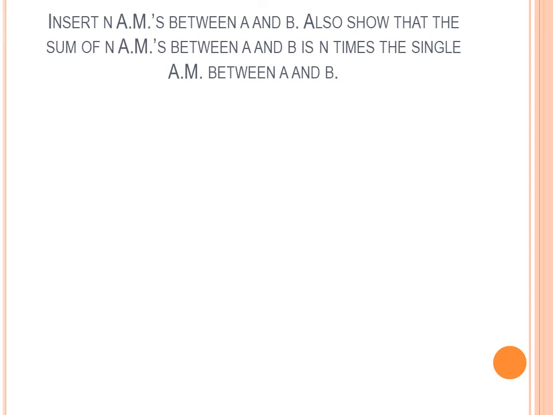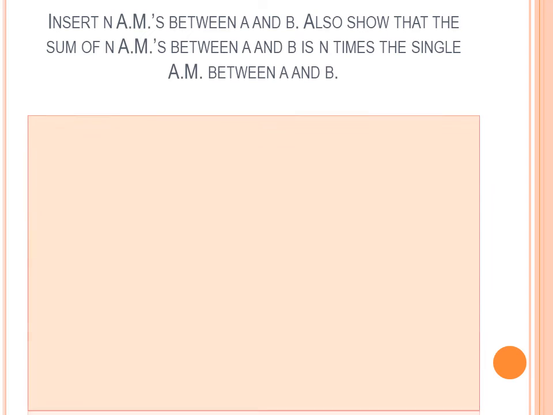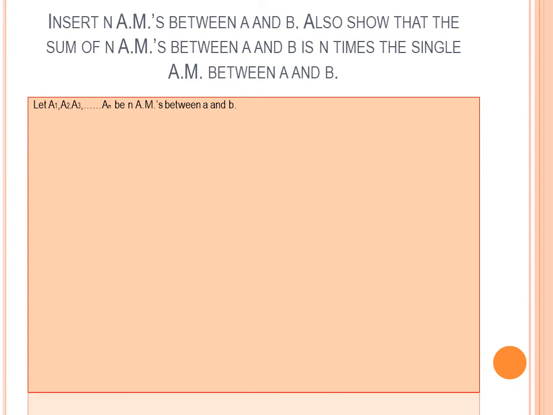Let's discuss how to insert n AMs between A and B and also show that the sum of n AMs between A and B is n times a single AM between A and B. Let A1, A2, A3, so on till An be n AMs between A and B. Let D be the common difference of this AP. Now A is the first term, B is the n plus 2th term of this AP.